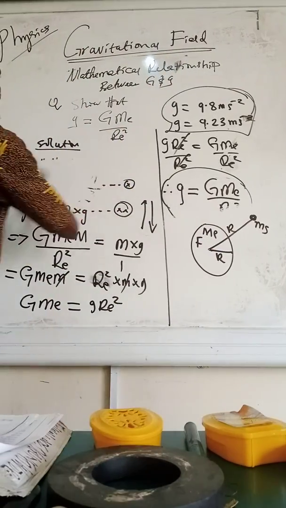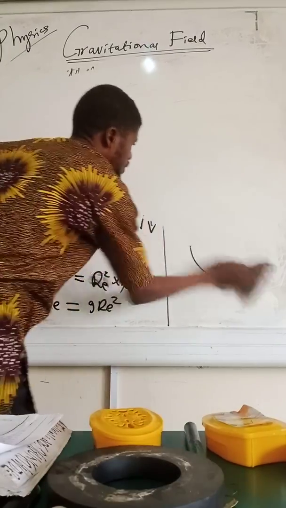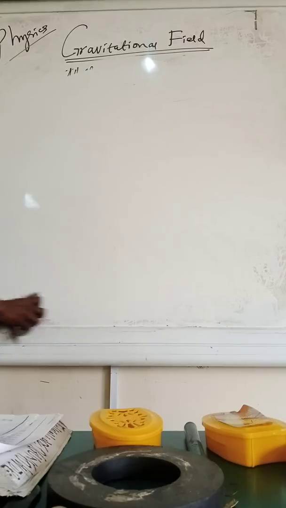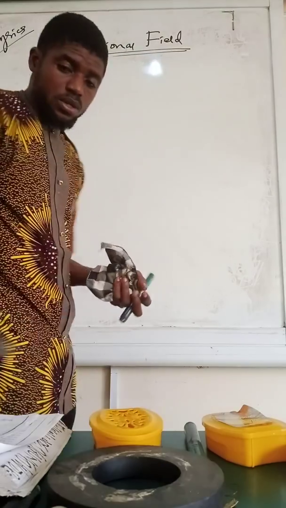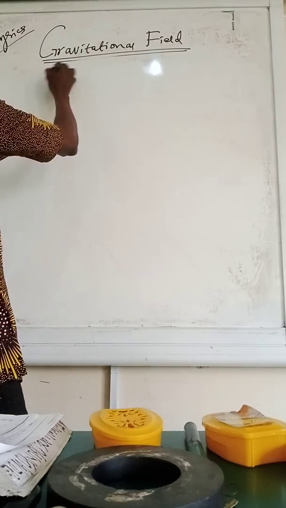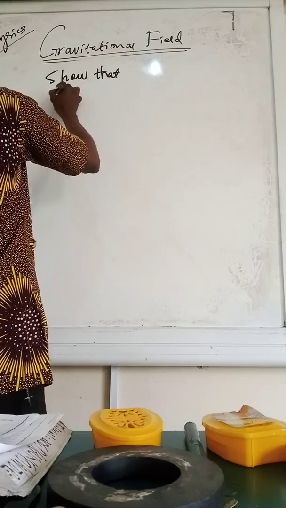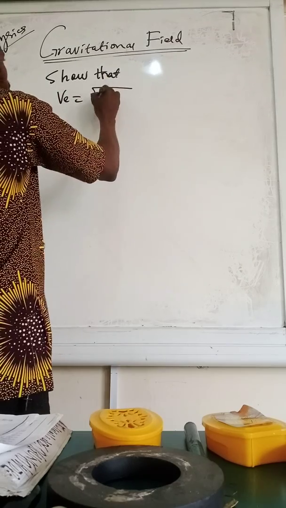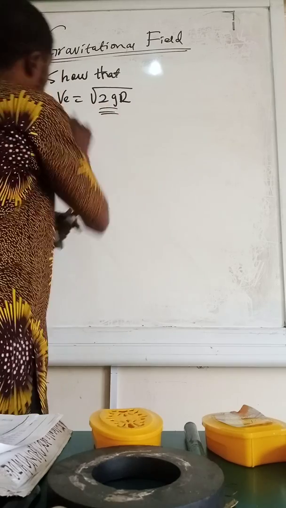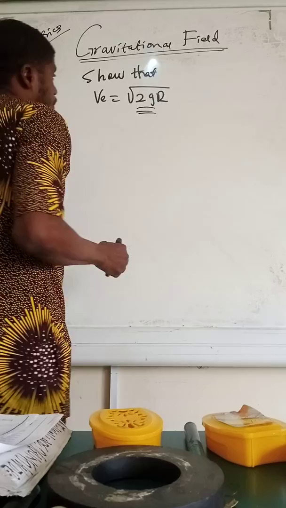So we'll quickly look at the derivation of escape velocity. WAEC examiners may ask you to show that VE is equal to 2GR, where VE is the escape velocity of the satellites.